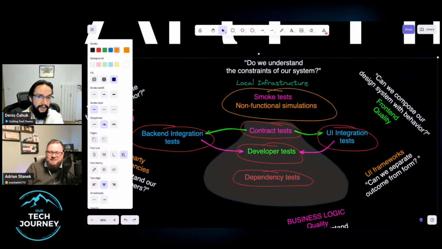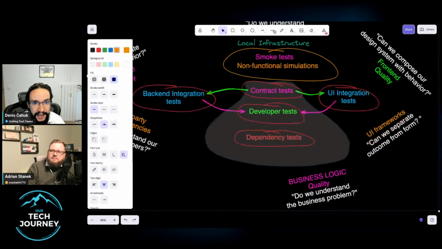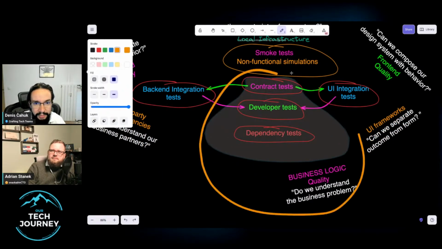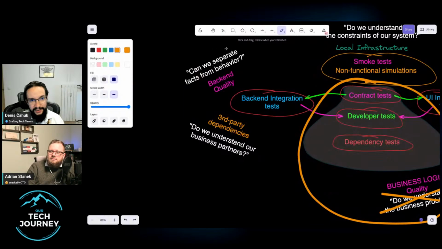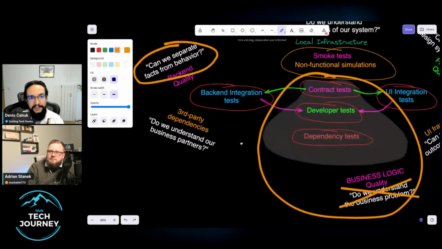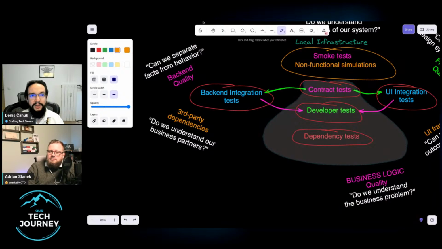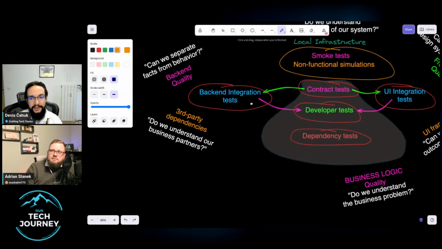And then you end up not being able to write developer tests, and then you don't get the power of tests that help you maintain high quality business logic. And then you can't answer the problem: do we understand the business problem? You end up going into the problem of, can we separate facts from behavior? And you end up fighting your framework rather than serving your business. That's the main gist of the story there.